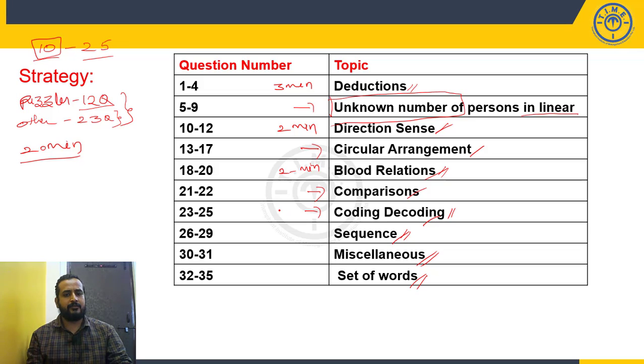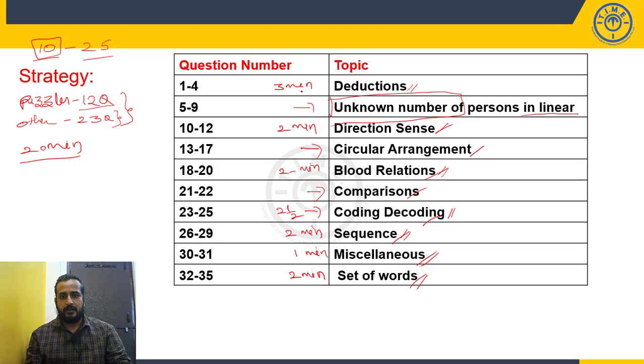Coding and decoding, maximum 2 minutes or 2.5 minutes. Sequence, 4 questions, 2 minutes is max. Miscellaneous, 2 questions, 1 minute maximum. And set of words, 4 questions, maximum time we can spend is 2 minutes.